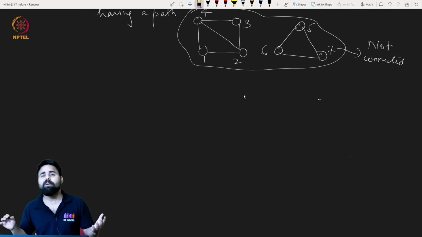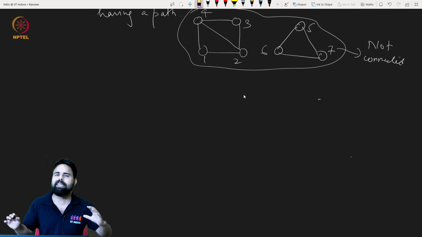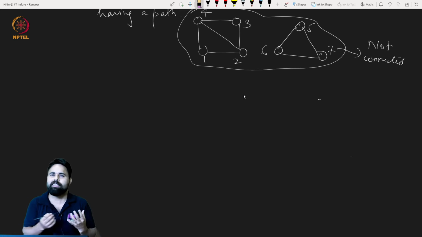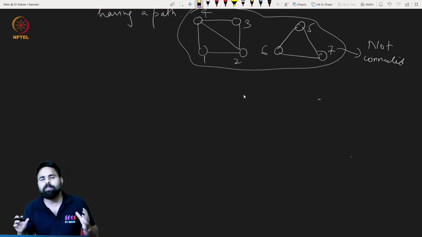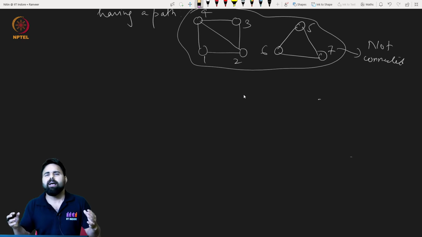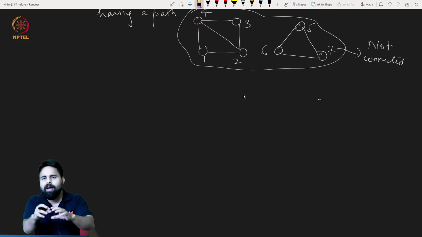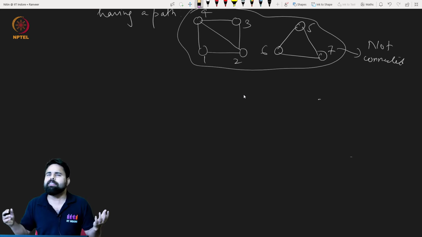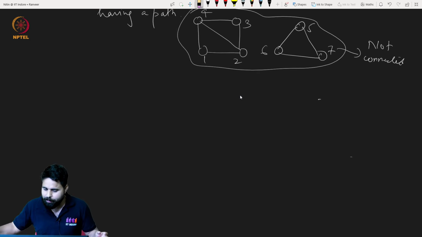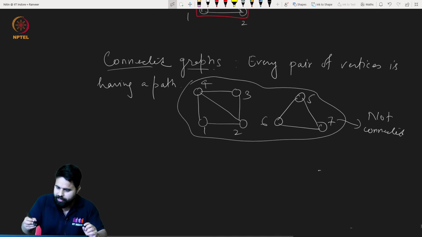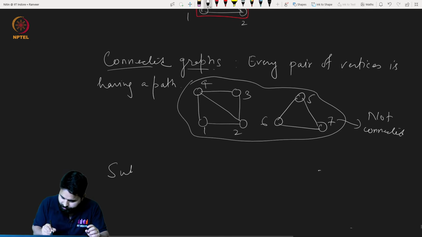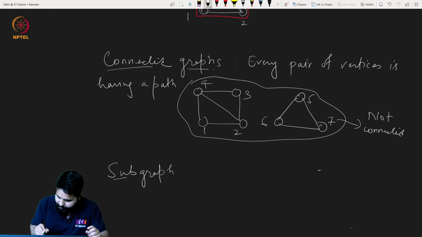Now the next important concept is subgraphs. Intuitively, what are subgraphs? There is a vertex set in a graph and an edge set. What you do is pick subsets of these. You pick some subset of vertices, and you pick edges which are incident on these chosen vertices, but it's not always that you have to choose all the edges. So let me write this: subgraph.